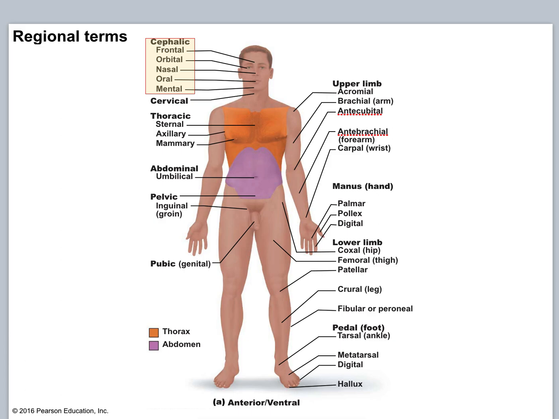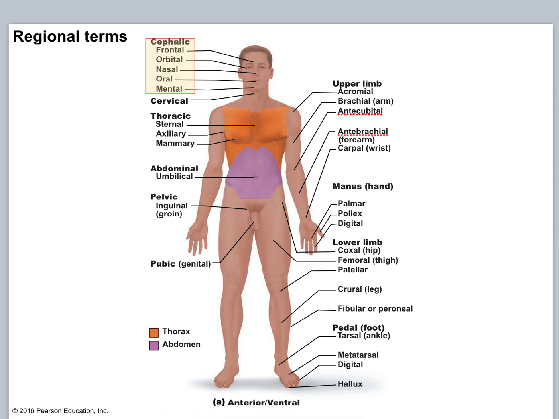And there are terms called regional terms. These are terms that define regions of the body. Some of these terms will be familiar to you, some may not be. But these are all terms that you'll need to know for the study of anatomy and are used to describe anatomic parts.